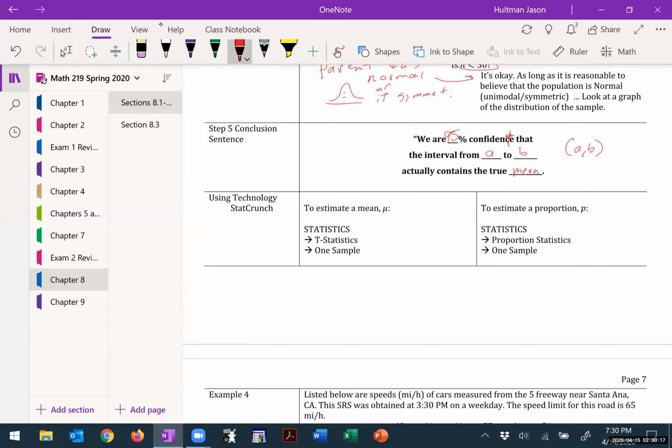Okay, to estimate a mean mu, it's t statistics. We're always going to use t, unless sigma is known, which almost never happens. Then use z, unless sigma is known. To estimate a proportion, we're going to use proportion statistics, and we're not going to get into this until Thursday.